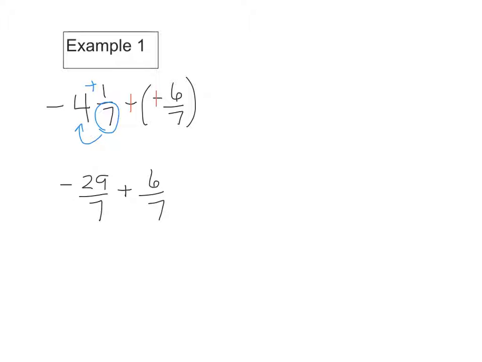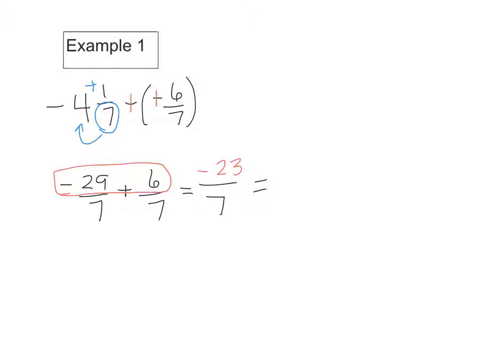6/7. And because we have that common denominator already, I'm just going to focus on integer operations with my numerators. Well, negative 29 plus 6 moves me closer to 0. So I am at negative 23 for that number. And then I'm going to make this answer into a mixed number again.